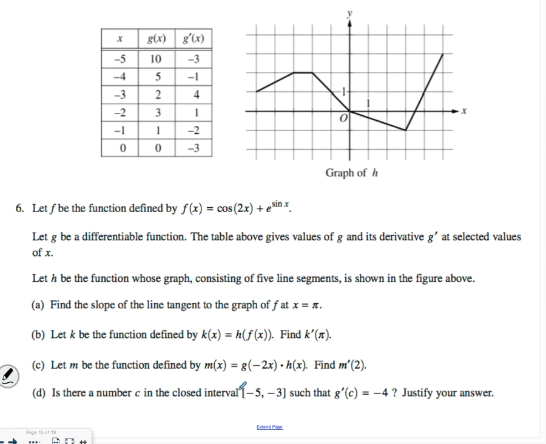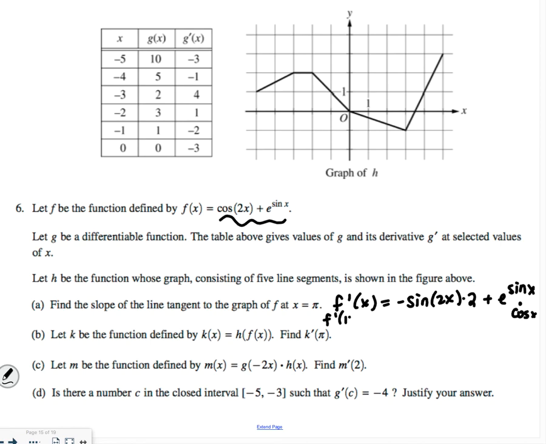equals pi. All right, so if we're doing this, all we're going to do is find the slope. So we want to find f prime of x for this function. So f prime of x is going to be derivative of cosine is negative sine. So I'm going to have negative sine of 2x times the chain of 2. Plus, I'm going to have e to the sine of x times its chain, which is times cosine of x. And I'm going to plug in x equals pi.